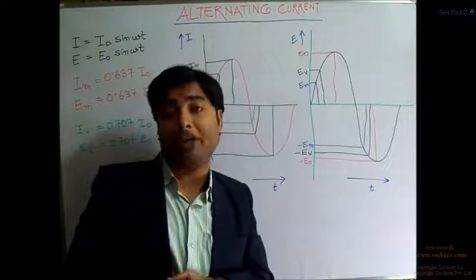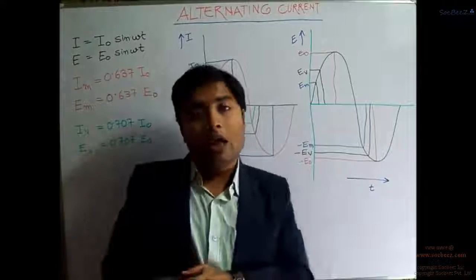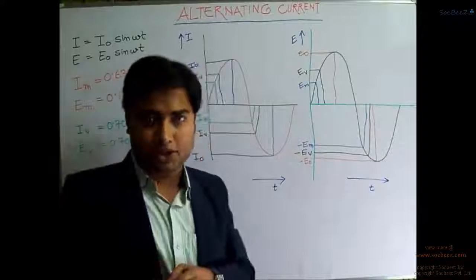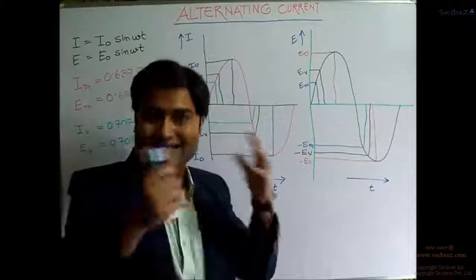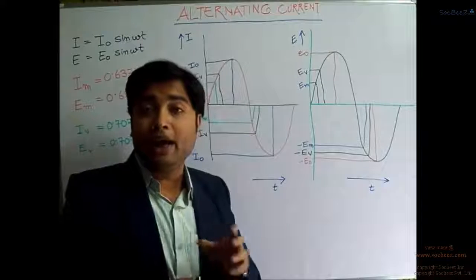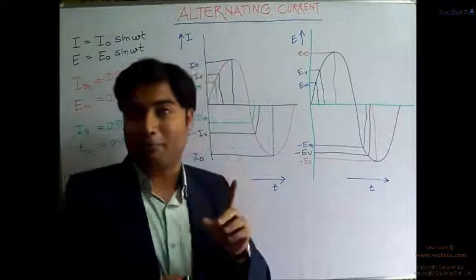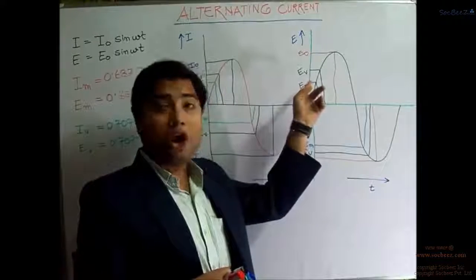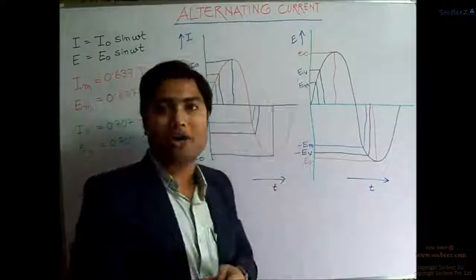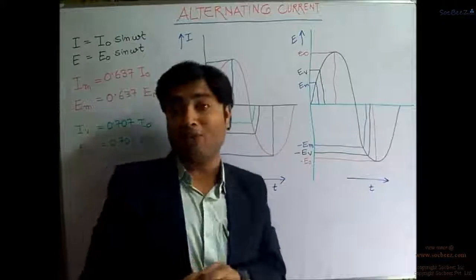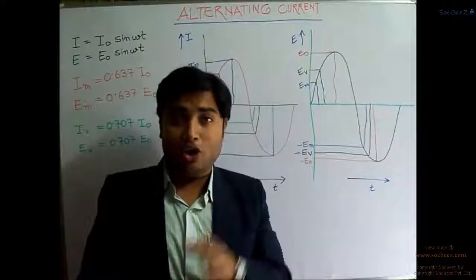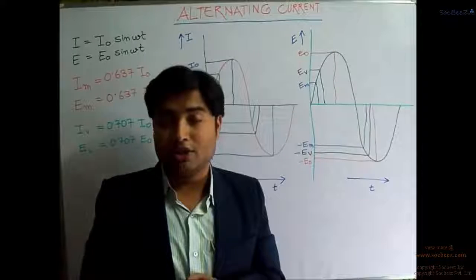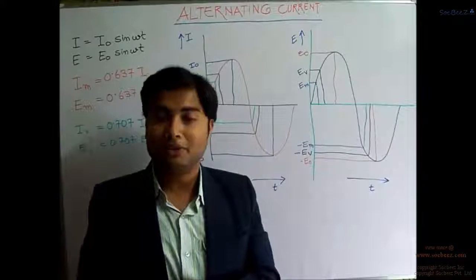Why is it called effective? Right? It is called effective because if we connect a voltmeter across an AC circuit, we will get the reading from that voltmeter as equal to EV. We are not going to get the reading of E naught, and that is the reason why the AC, or the alternating current, is regarded as much more dangerous than the direct current, right?